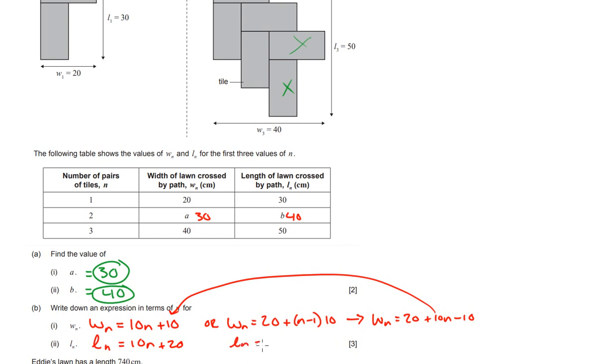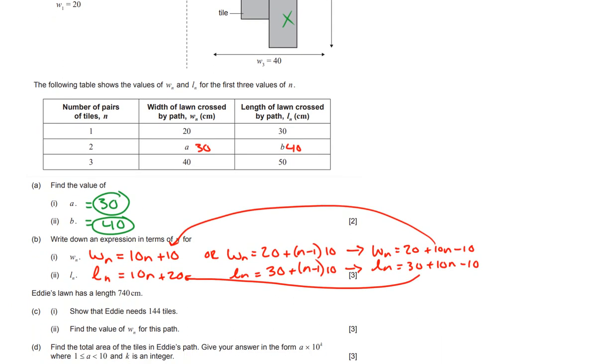And then Ln is going to be, first term is 30, plus n minus 1, and the common difference is 10, which will give us Ln equals 30 plus 10n minus 10, and that would simplify to this as well. Okay? So a couple different ways to take a look at that. All right, let's look and see what we got going on next.